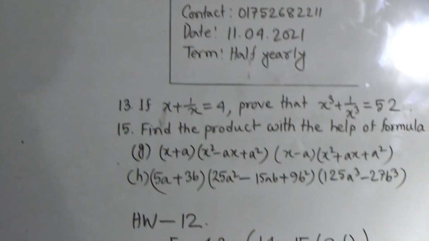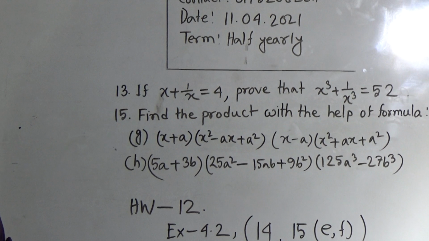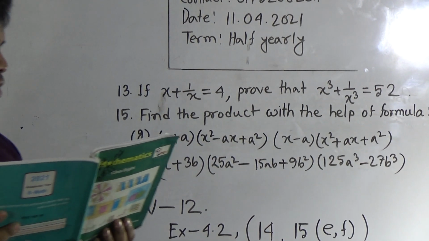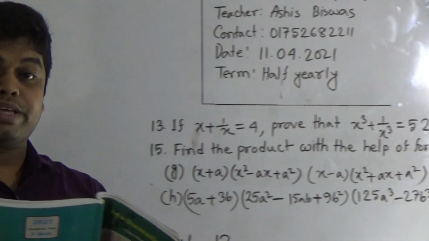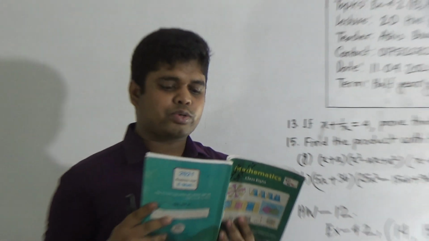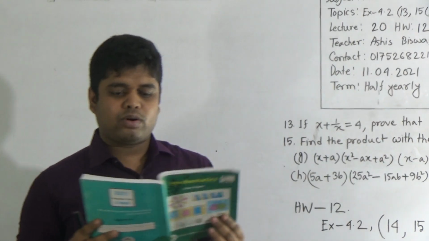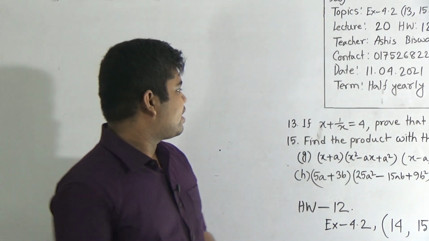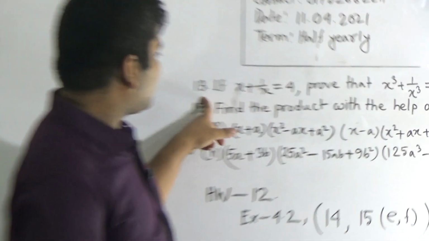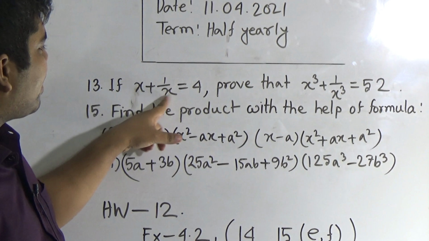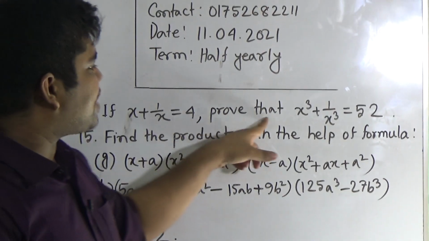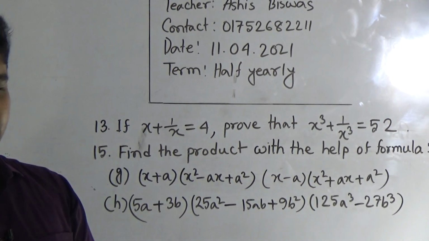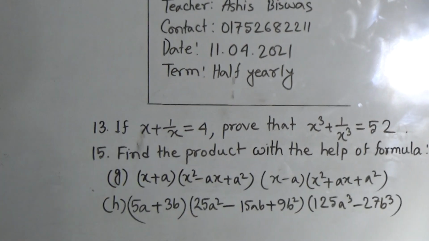Now we shall solve. Dear students, please open your math book, page number 62. From here we shall solve question number 13, and from page number 63 we shall solve question G and H. I have already written these questions on the board, so please follow the board. Question 13: if x plus 1 by x equals 4, then prove that x cube plus 1 by x cube equals 52. So easy question. At first we solve this question.